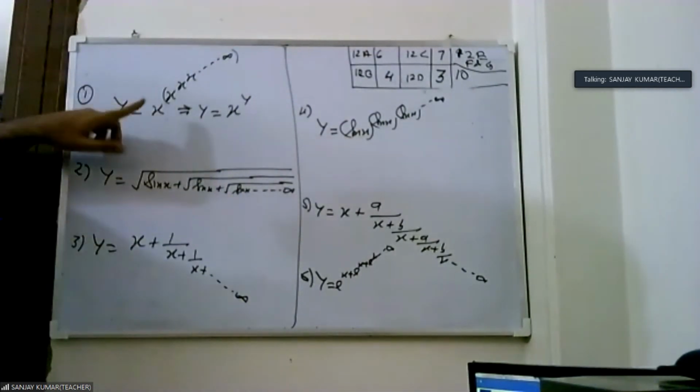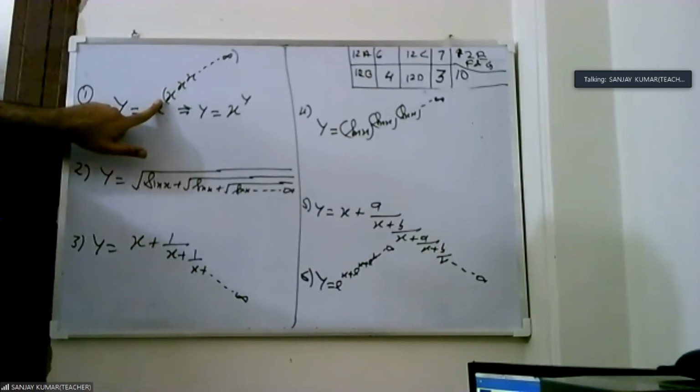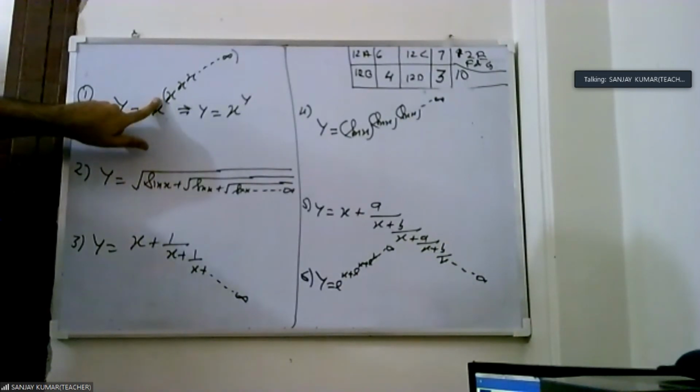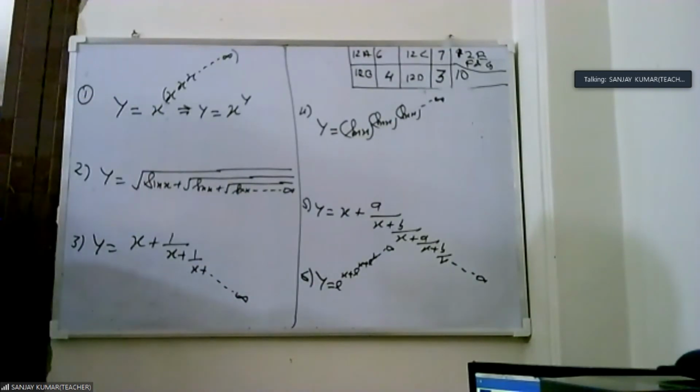Because again you see, if you remove this one x, if you ignore one x, then the remaining x to the power infinity is again y. If you subtract one x from the infinity terms, there is no effect on the answer. So it is again y. So this is y equal to x to the power y.